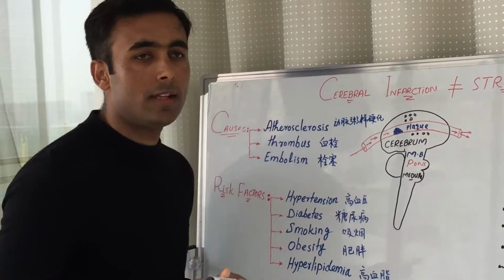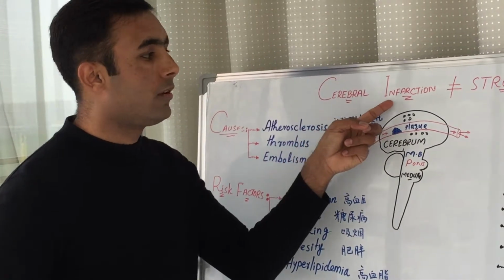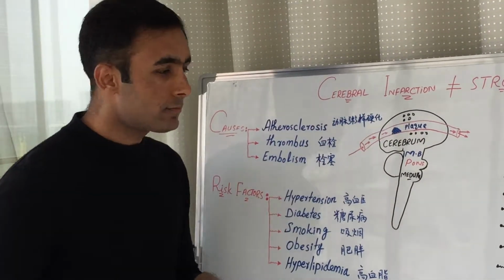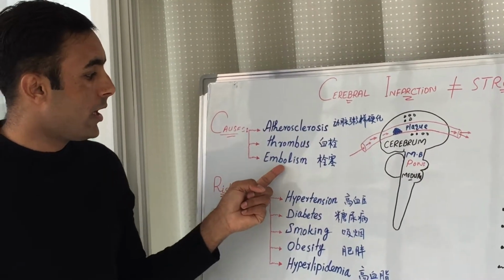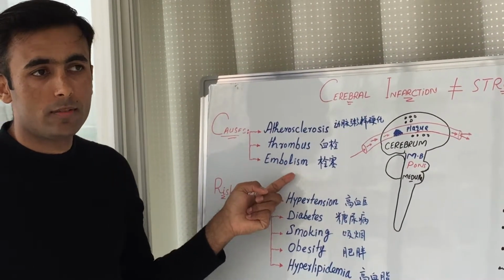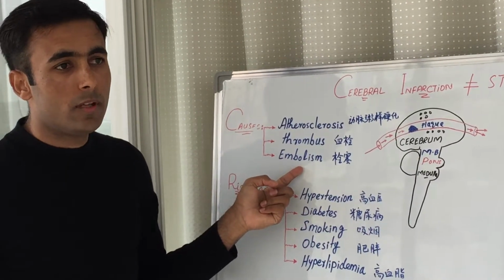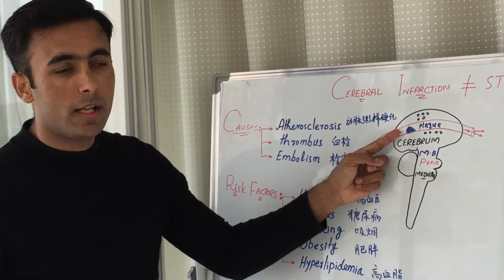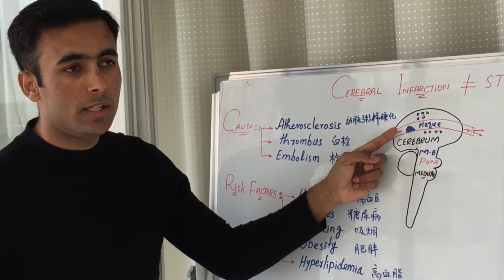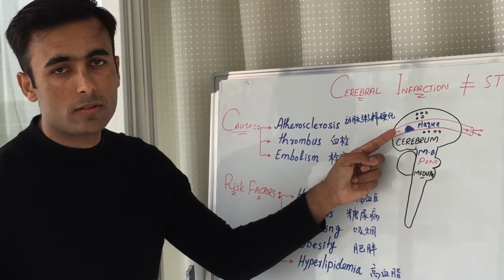And when the cells of our brain die, this condition is called cerebral infarction. Now, the third cause of cerebral infarction is embolism. What is embolism? Embolism is actually the plaque which is formed in the arteries of my lower limb, in the arteries of my leg.